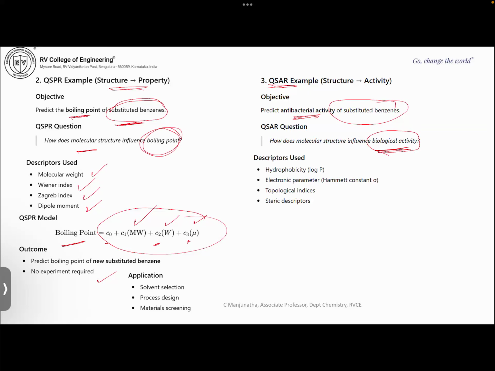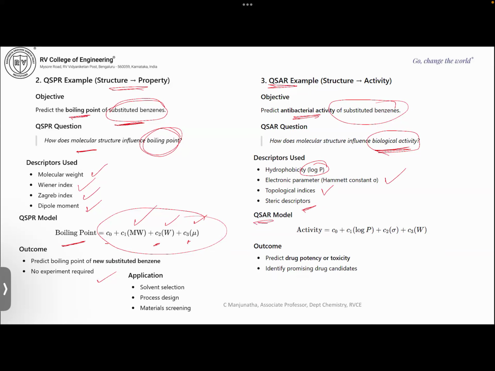So the descriptors used for the QSAR include hydrophobicity. Hydrophobicity and hydrophilicity, which influence the activity of the material, are represented by log P. And electronic parameters like the Hammett constant, topological indices like Zagreb, Wiener, and Platt number. Then steric descriptors. Of course, we have not studied all the descriptors, but we have to give most of the descriptors as inputs in order to understand the activity. So the more the input, the better the result.